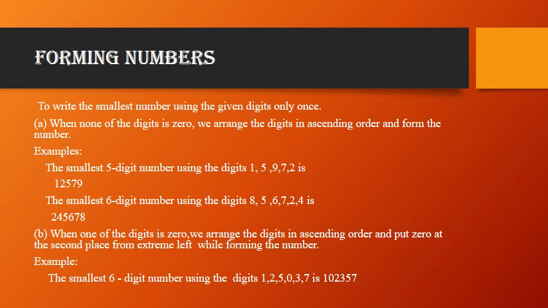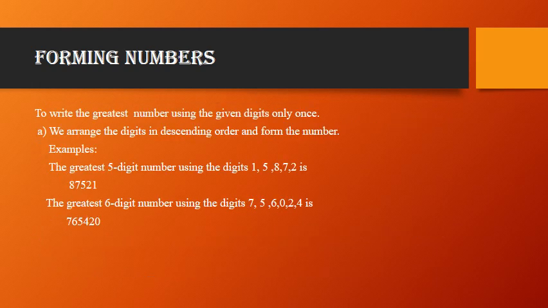Here the digits given are 1, 2, 5, 0, 3, 7. Children, you all can see 0 is given. Now the rule is you need to arrange the given digits in ascending order, but you need to put the 0 at the second place from the extreme left. Now you all can see after 0 the smallest number is 1. So 1, 0, 2, 3, 5, 7, by placing the 0 at the second place, and the rest you need to arrange in ascending order.